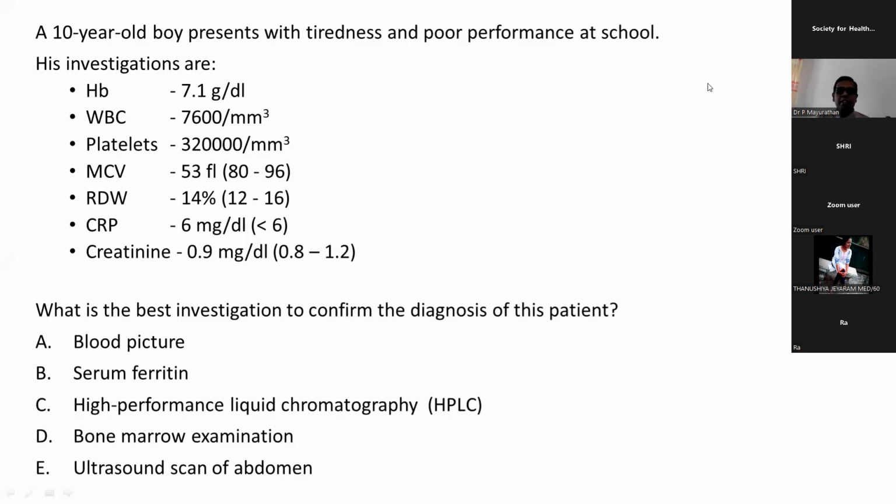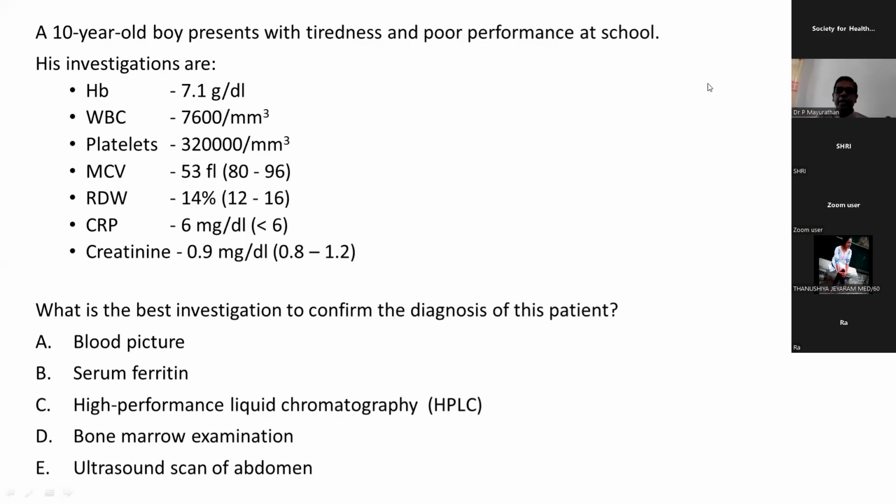So the best investigation to confirm the diagnosis, that is the question. We can do the blood picture, but that is not a confirmatory investigation for thalassemia. Serum ferritin we always do, because it will be normal or higher when we start to treat the patient. Bone marrow examination is not the first line or confirmatory investigation for thalassemia patients. Ultrasound scan of the abdomen we also do, because these patients have hemolysis, so they will have splenomegaly, and we have to look for that to decide about the treatment.